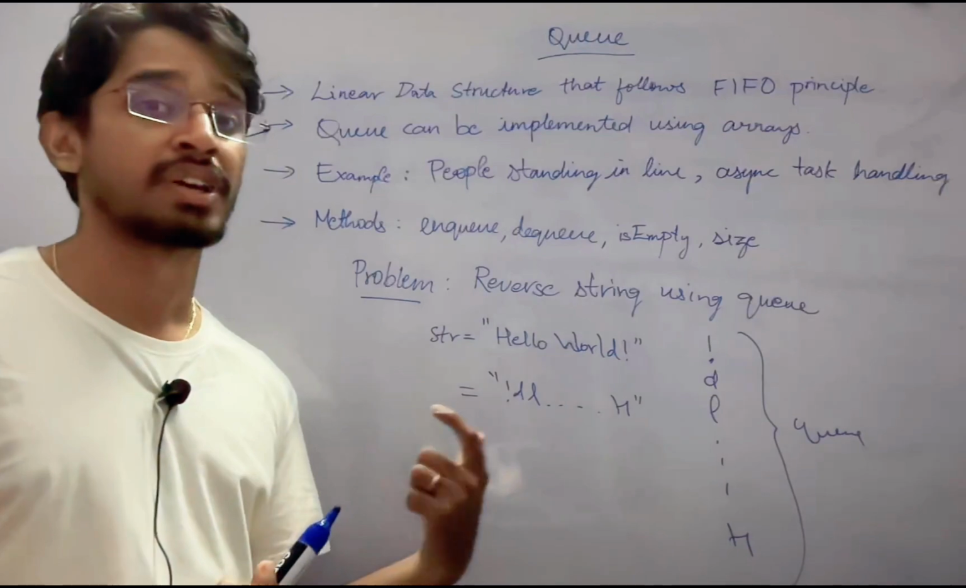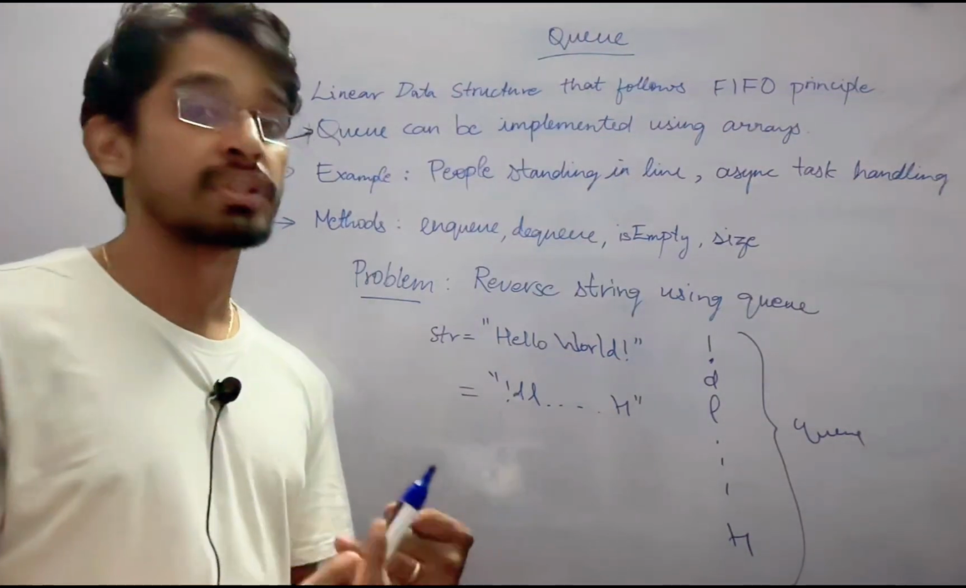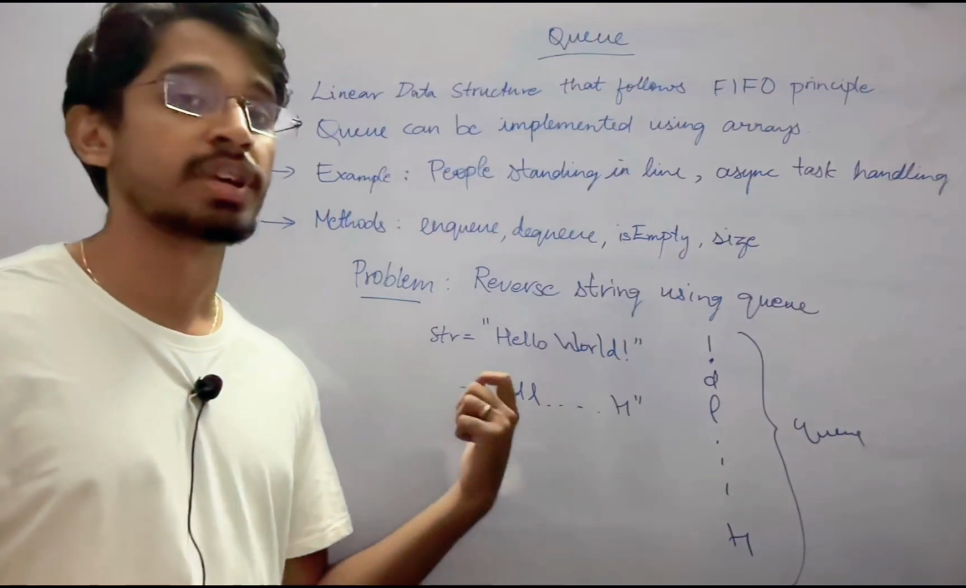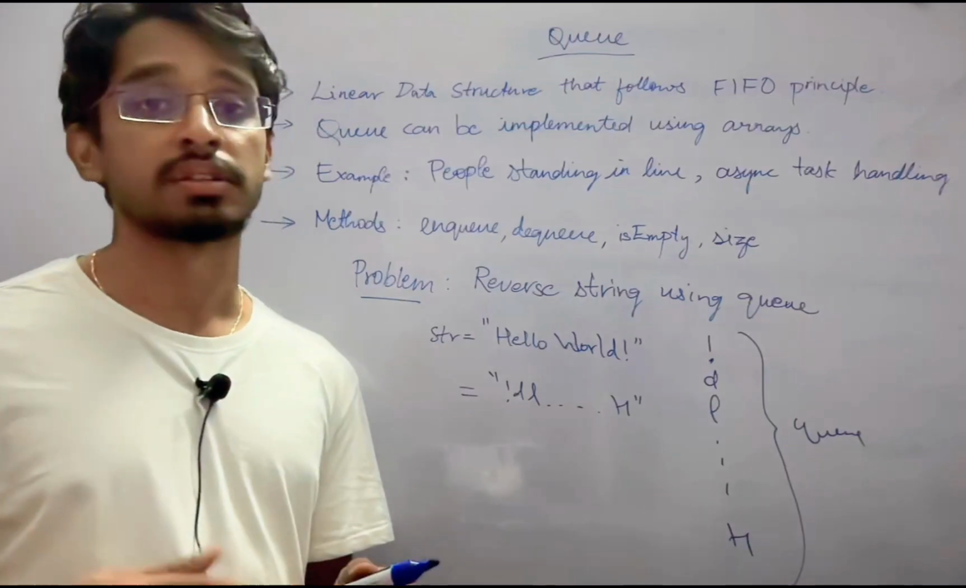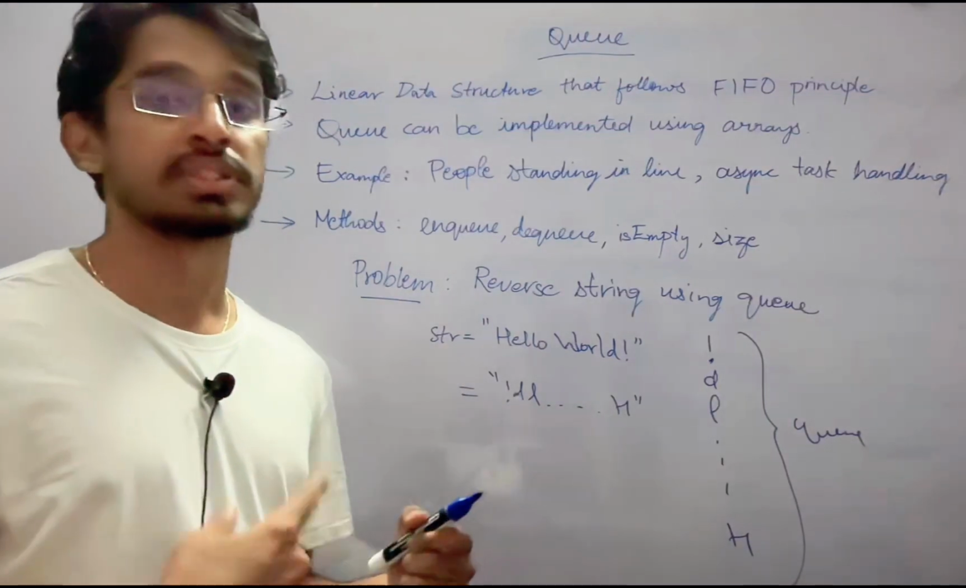I know we are running two loops, so this is not a good thing. But in case the interview asks you to implement a queue and then reverse a string, you should be able to do that. This is one of the examples. So let us implement a custom queue, and then we can solve this particular problem of reversing a string.